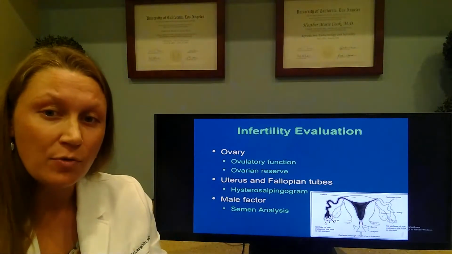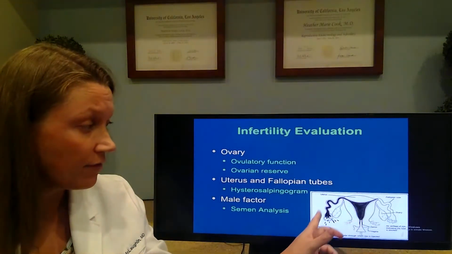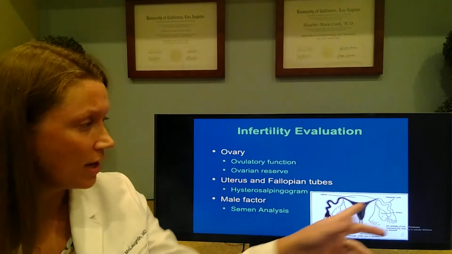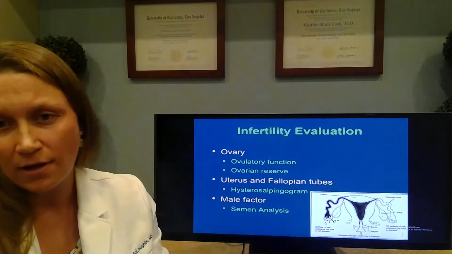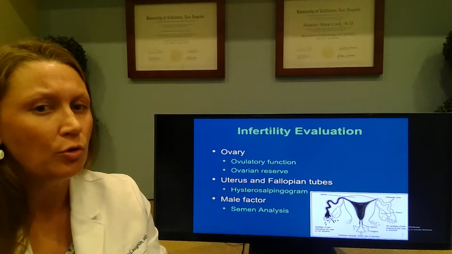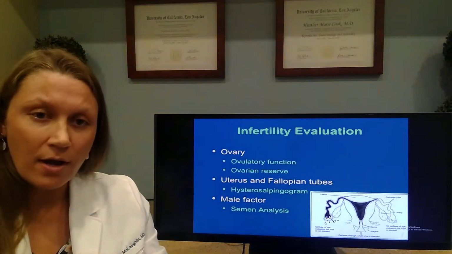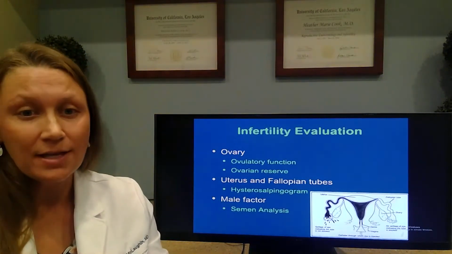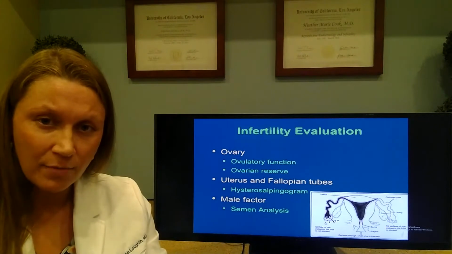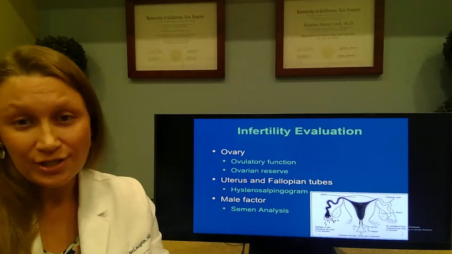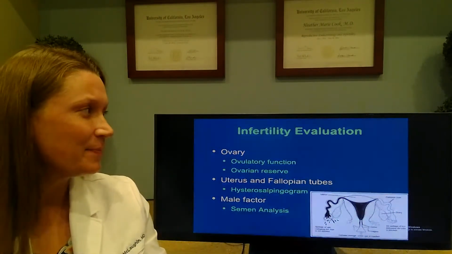And then if the fallopian tubes are open, that dye is really going to flow right out. We're going to see that together on the screen versus it's not coming out, and that's concern for a blocked tube. So that's how we think about and evaluate from an anatomic standpoint. And then for male factor, they just start with a semen analysis.